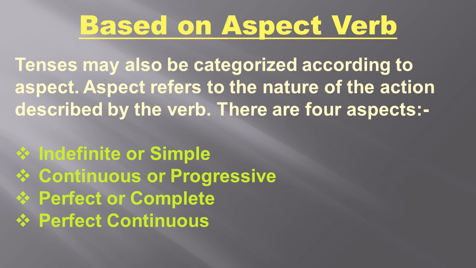So each tense, that is, we have the general three tenses: present, past and future, and each of these is further classified into four subtypes based on aspect of the verb, and they will be indefinite or simple, continuous or progressive, perfect or complete, or perfect continuous.